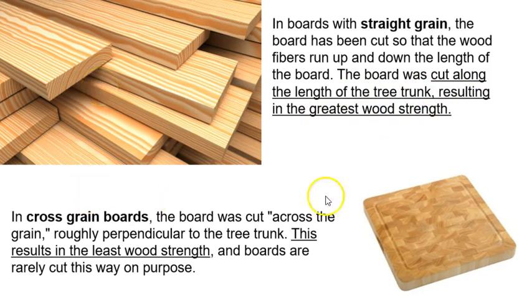However, it could also be cut in cross section or perpendicular. So this is cross grain boards. This is cut across the grain, roughly perpendicular to the tree trunk. This results in the least wood strength. These boards are rarely used for this purpose, only decorative or for some small scale use like a butcher block, as we see here.